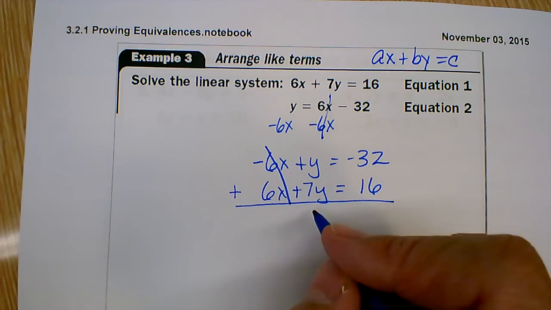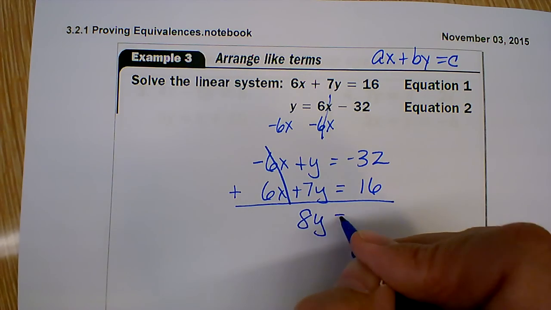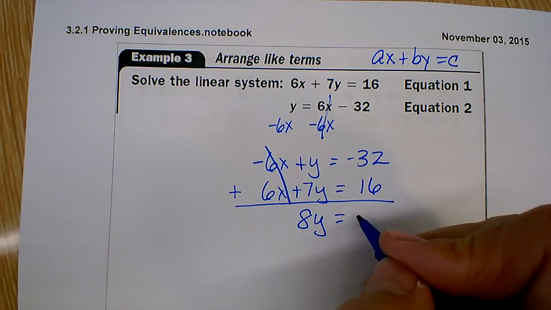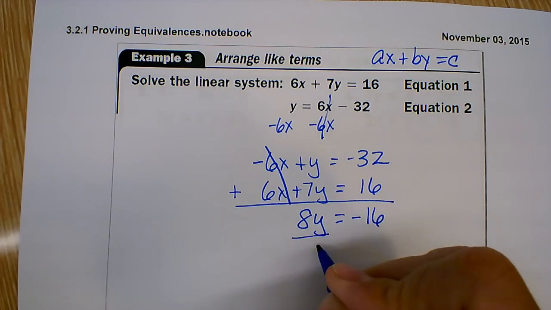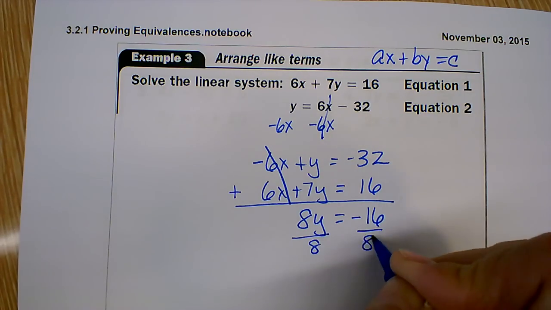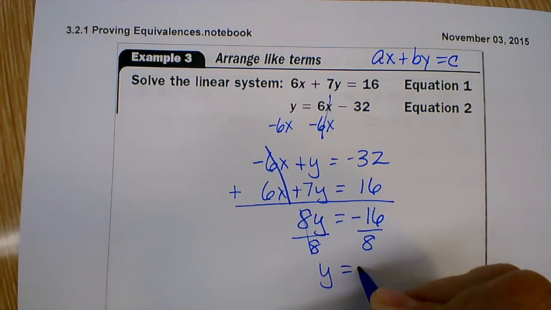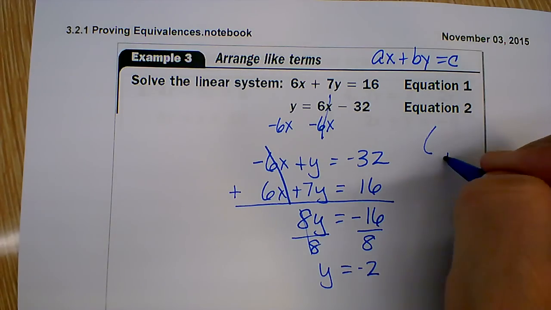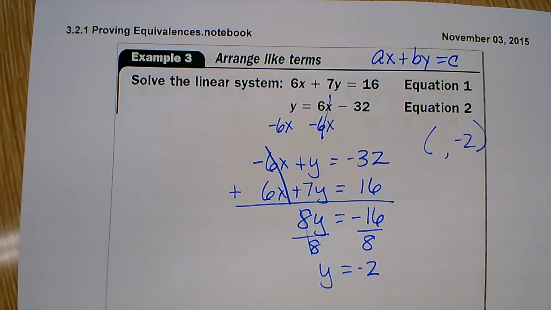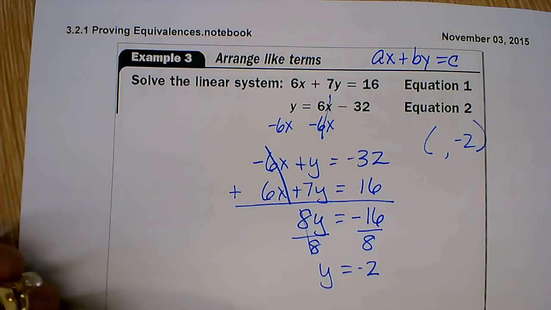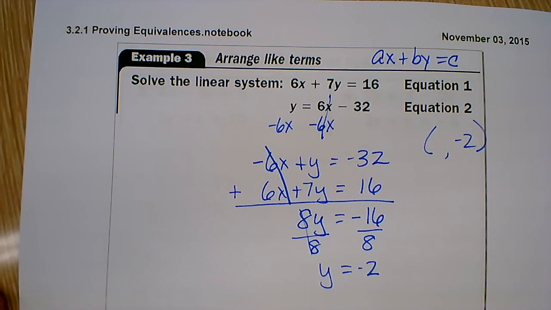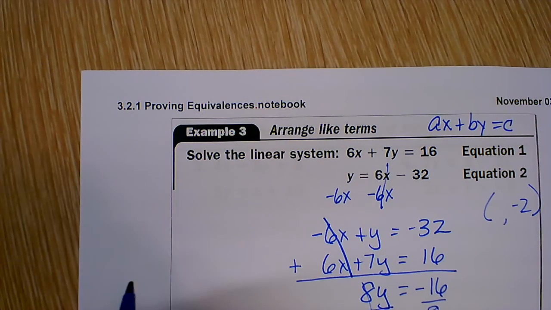So 1y plus 7 more y's is 8y. Negative 32 plus 16 is going to give me negative 16. Divide both sides by 8, so y equals negative 2. So I know the y value in my solution is negative 2. I'm going to take that and plug it back into one of my original equations. So I'll start with equation 1.